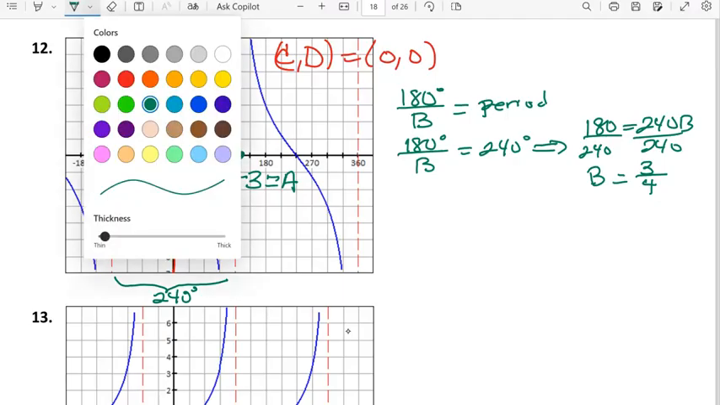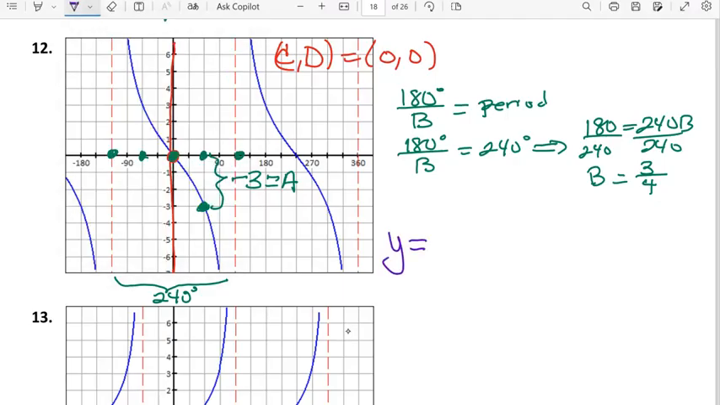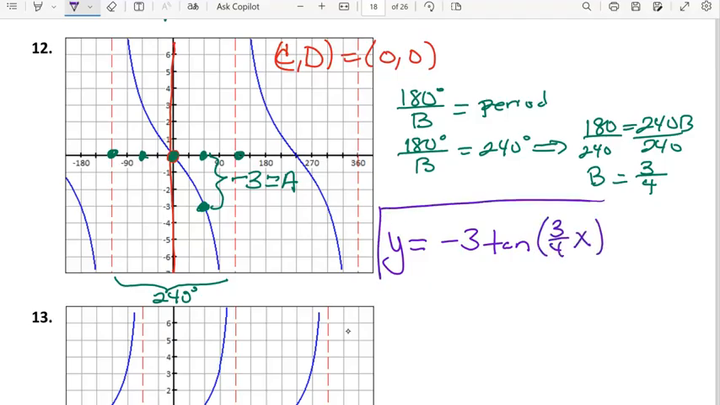So the equation of this graph is y is equal to the a value, -3, times the tangent of 3/4 times x. There's no addition or subtraction since there's no translation. That is to say, no new origin here.